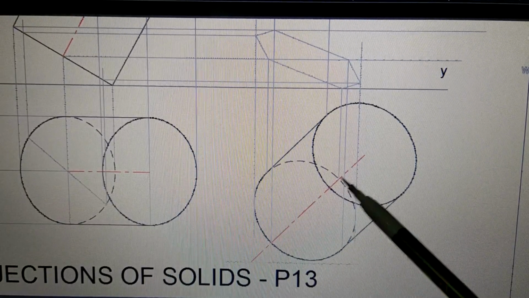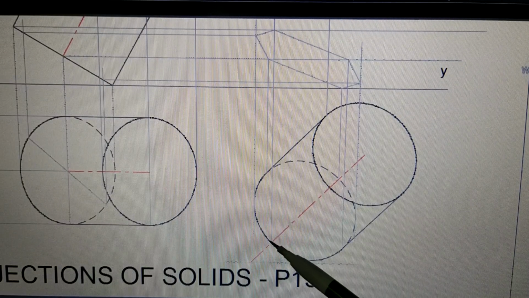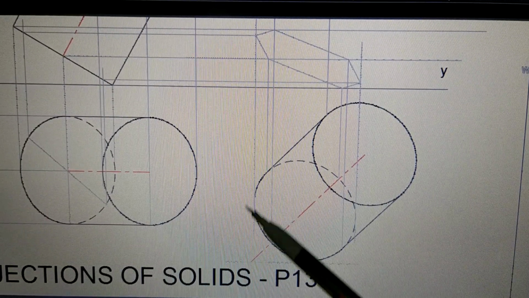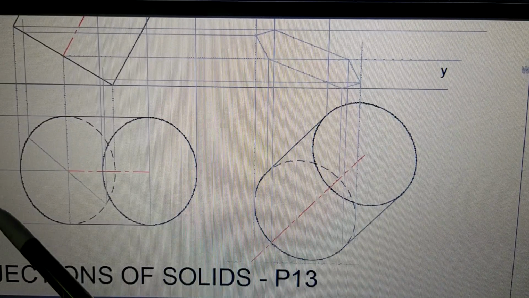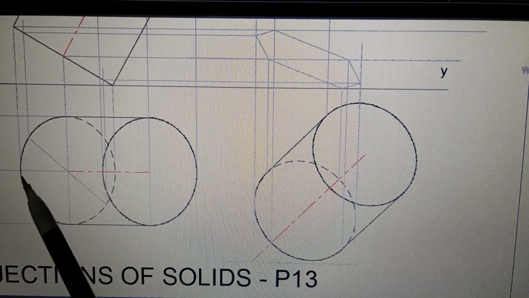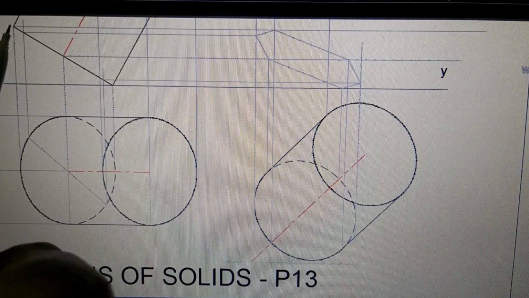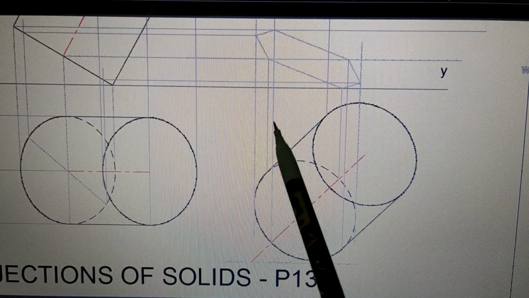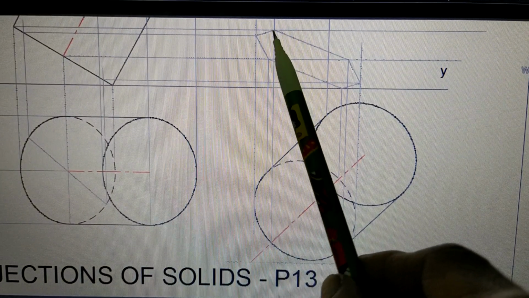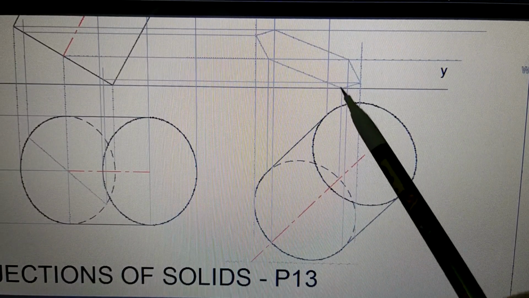Then the opposite point, which is the highest point, that means the highest point of the base, because this is the highest point. Highest means from the HP, this is the highest point of the base. So it has to come in this line and it has to come in this line. So this is the highest point of the base. So we have seen the point on which it is resting and the highest point.